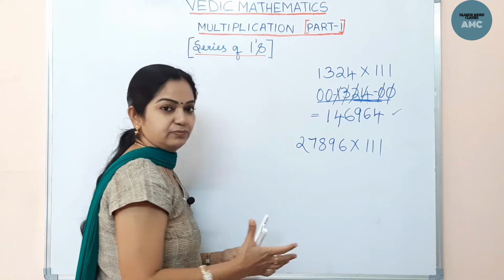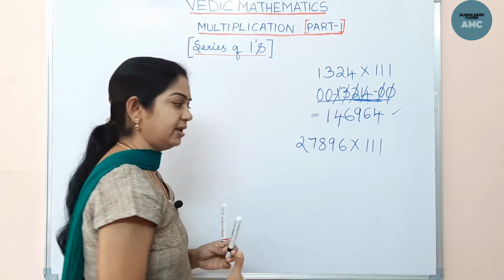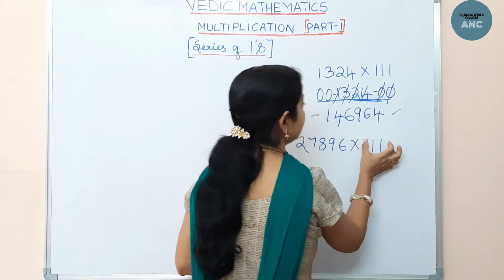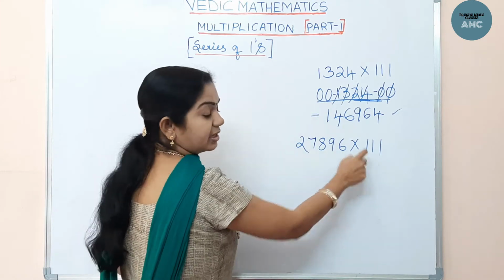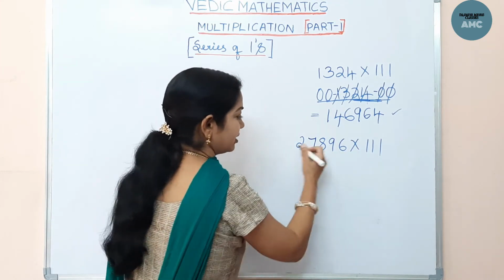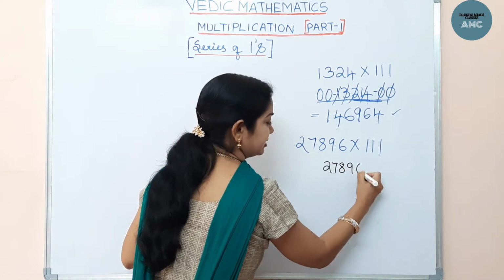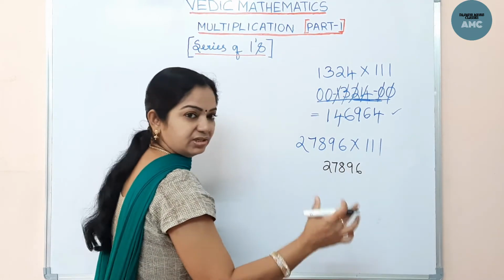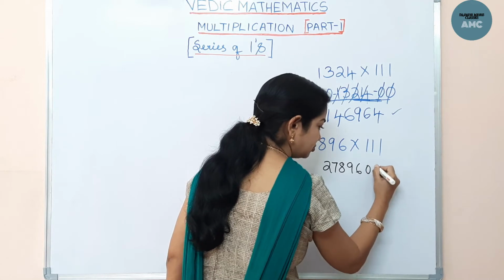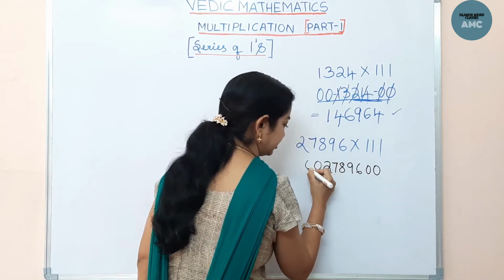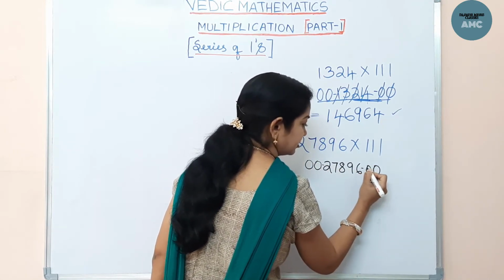Whatever digits, we don't mind it. How many digits are there? We are concerned only with the series of ones. Now let's write the number as it is: 2, 7, 8, 9, 6, isn't it? Now how many 1s are there? 3 ones are there. So 2 zeros I have to write here and here. Just I'm placing this.